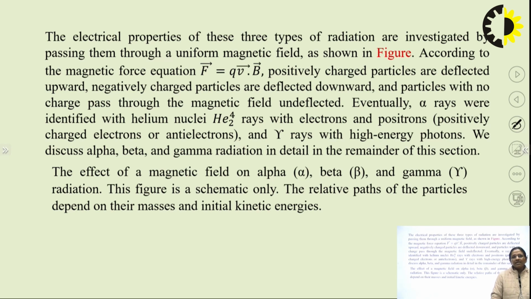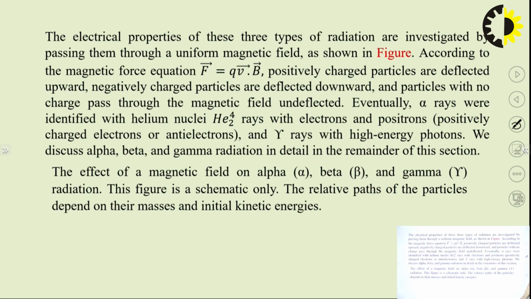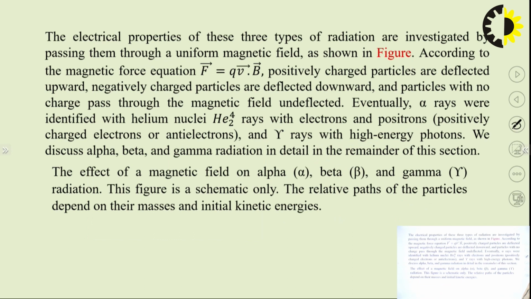Now, let us see the electrical properties of these three types of radiations. The electrical properties of these three types of radiations are actually investigated by passing them through a uniform magnetic field. This is shown in the figure here, right? So, for investigating the electrical properties, these rays are passed through a magnetic field.